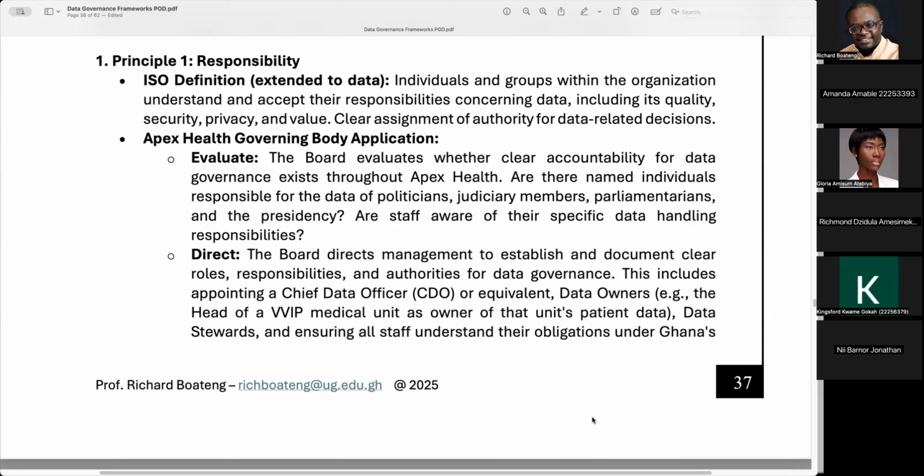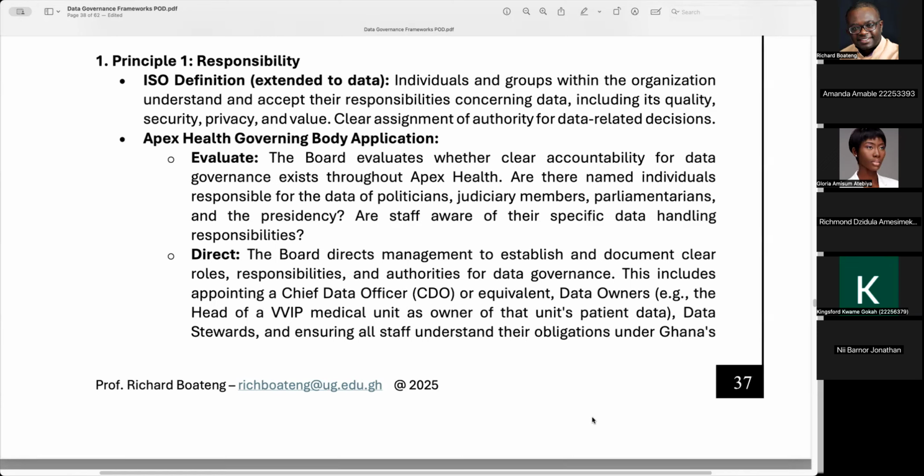Principle 4 is performance. What does the board look at here? The board evaluates whether the data the hospital relies on is consistently accurate, reliable, available when needed, and adequately protected. Are the data governance systems, processes, and controls performing effectively? They direct management to establish clear, measurable performance metrics for key aspects like data quality, security, e.g. system uptime, incident response times, number and severity of security events, and data availability, especially for critical systems supporting VVIP care. They set clear performance expectations for the data governance program overall.